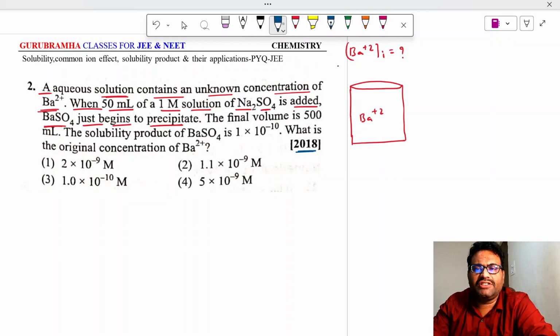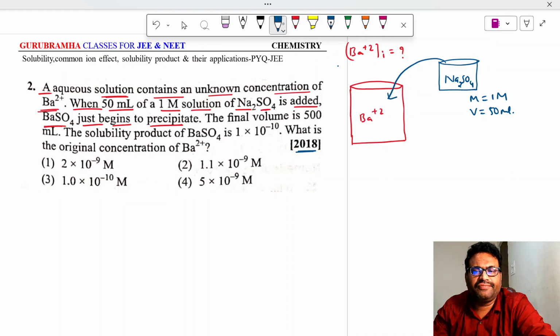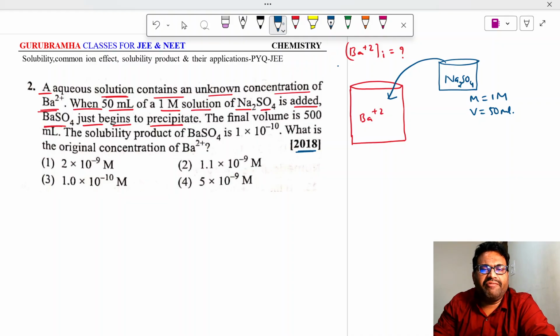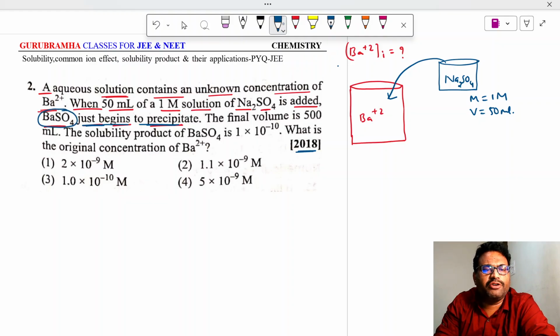Now what is added into this? There is another solution, Na2SO4, whose molarity is equal to 1 molar and volume is equal to 50 ml. This is poured into this, right? Now these two are mixed, and when they are mixed, BaSO4 just begins to precipitate.